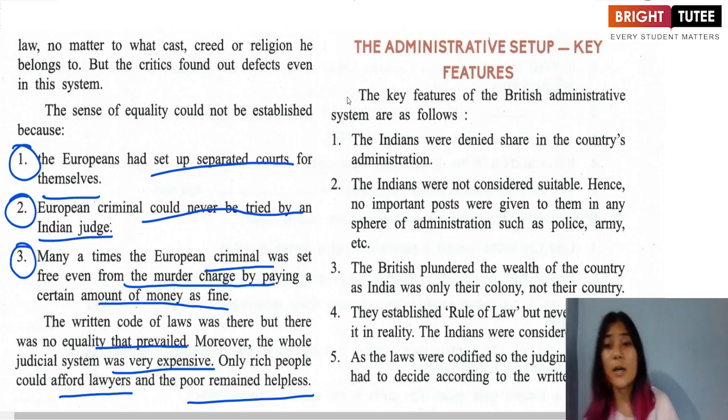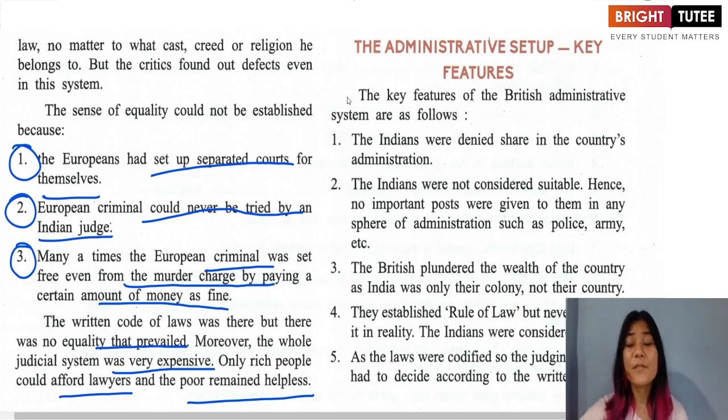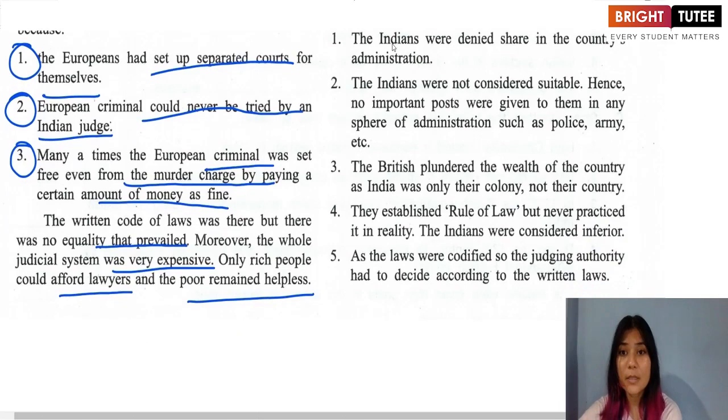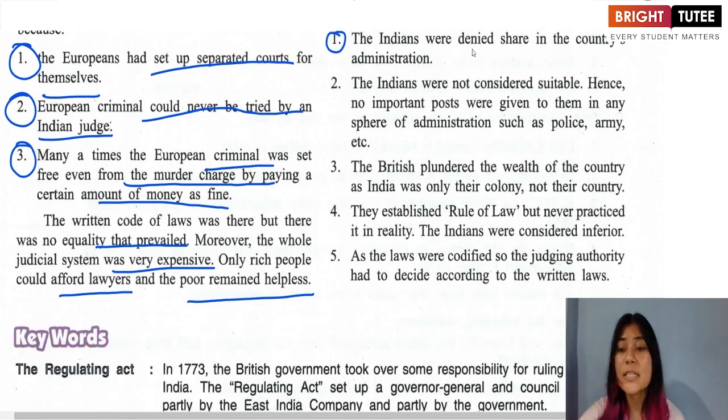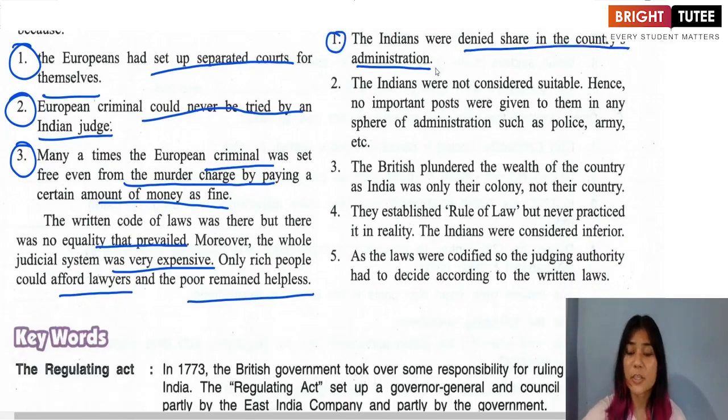Okay. Now let us look at the key features of the administrative setup or the administration of the East India Company. The first is that the Indians were denied a share in the country's administration, meaning the Indians were not allowed to take part in the administrative setup of the East India Company. It was only the Europeans who were recruited as officers and given posts, but the Indians were not given any role in the administrative setup.